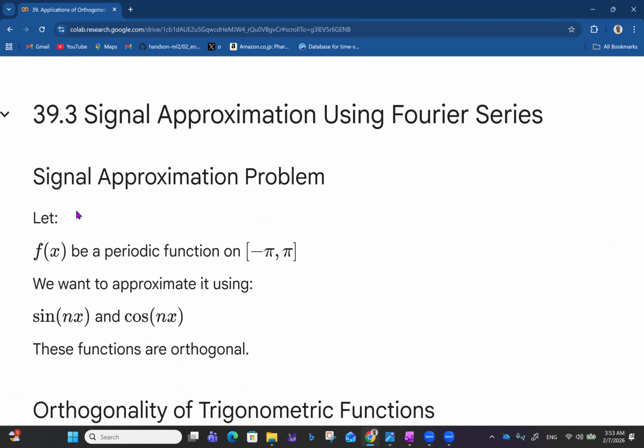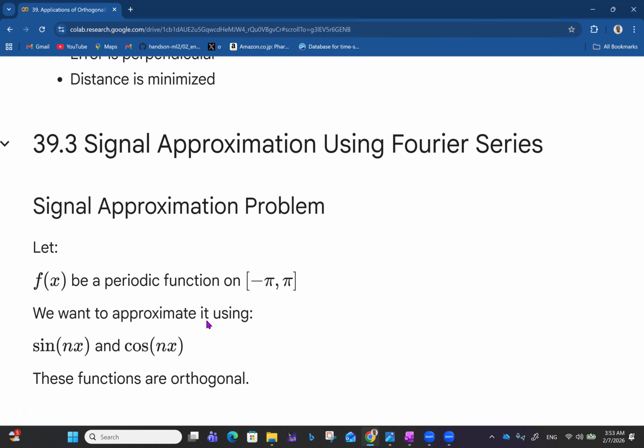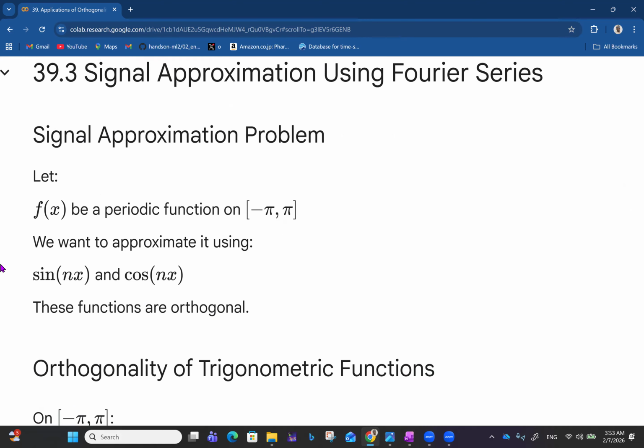Signal approximation problem. Here, let f of x be a periodic function on the closed interval minus pi to pi. We want to approximate it using sine nx and cos nx. These functions are orthogonal. So sine nx and cos nx are orthogonal. You see orthogonality coming into trigonometry here too.